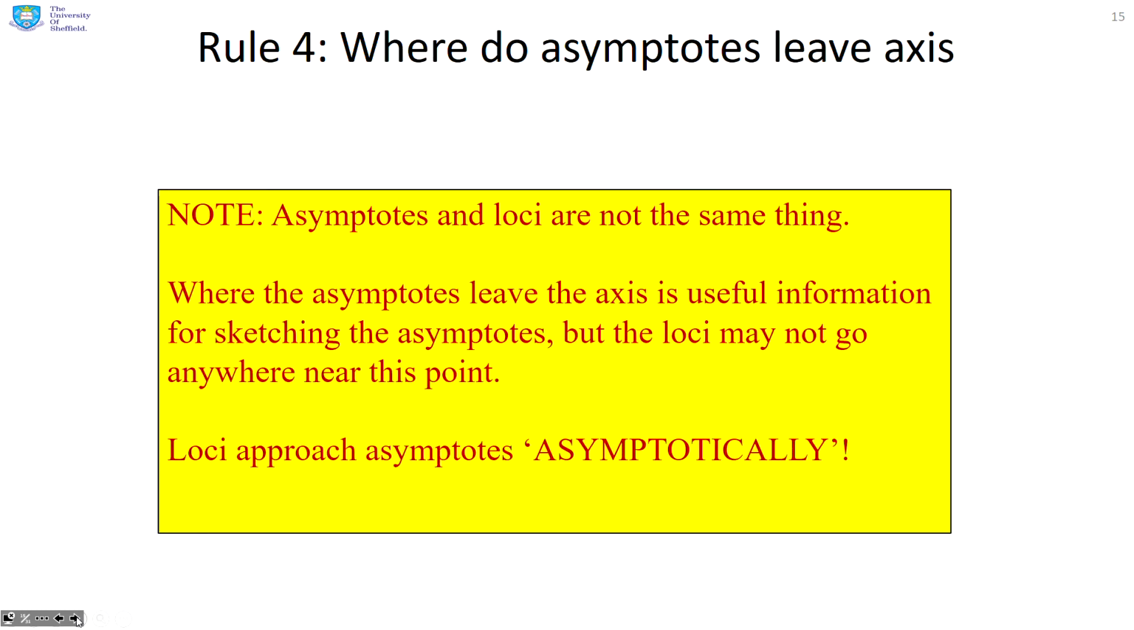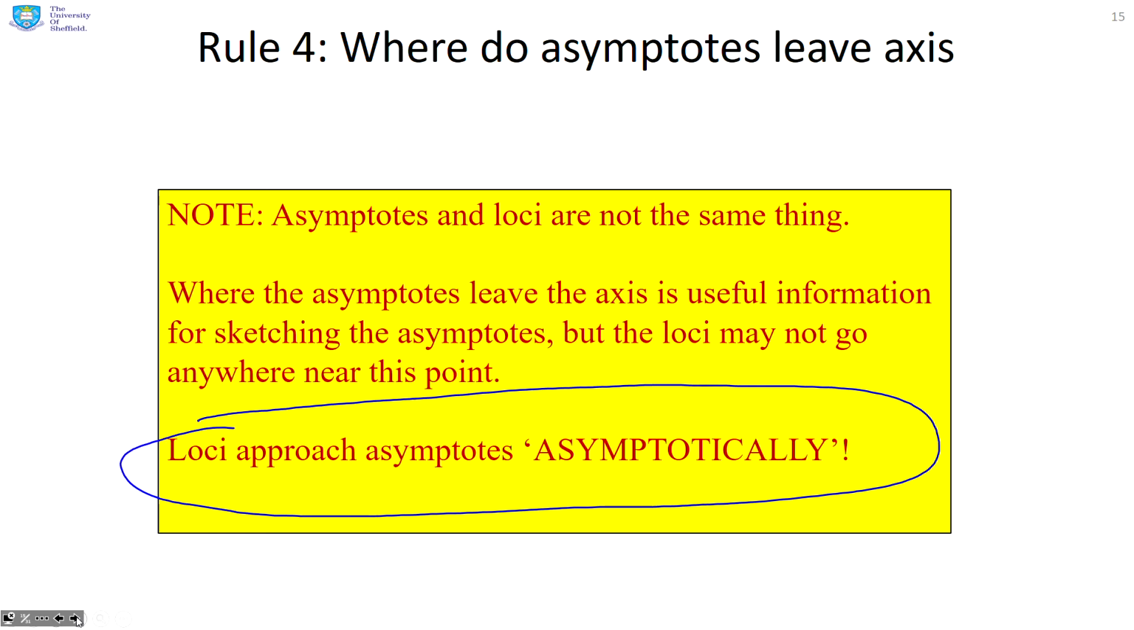Rule 4 then. Where do asymptotes leave the axis? It's key that we look at this because asymptotes and loci are not the same thing. And where the asymptotes leave the axis is useful information because otherwise we're not going to put the asymptotes in the correct place. And finally, just to re-emphasize, loci approach asymptotes asymptotically, not necessarily for low values of k.